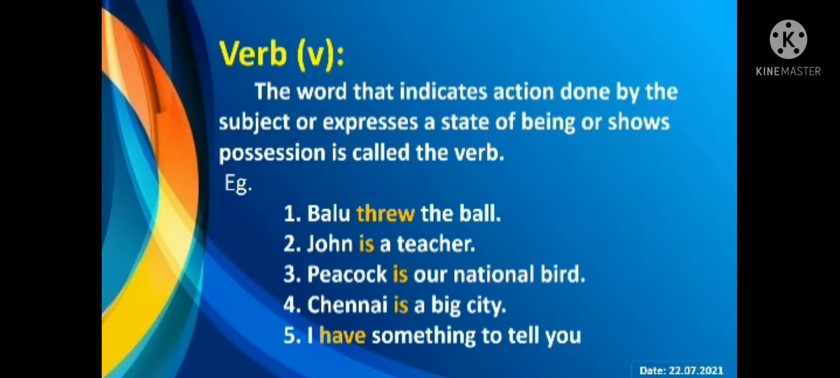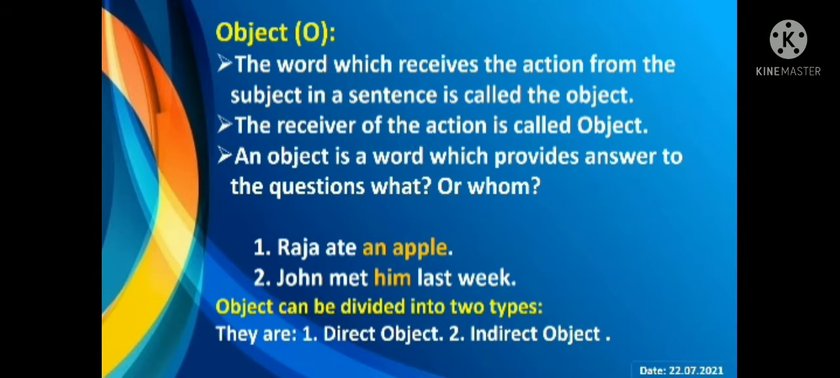Peacock is our national bird. Is is a state of being. And next, Chennai is a big city. Is here is a state of being, that is the verb. Another one, I have something to tell you. I have shows possession. Have shows possession. That is also called a verb. The verb is the most important word in the sentence. There wouldn't be a sentence without a verb. It tells what the subject does.